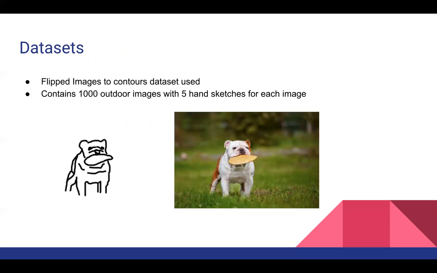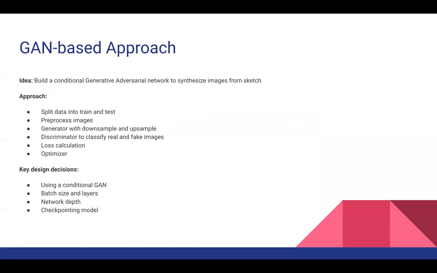Now let's go over the technique used. Here we've used a flipped dataset which contained image to contours. We will now be generating images given the contours. It contains 1,000 outdoor images with 5 hand-drawn sketches for each image. Now we'll look at the GAN-based approach.